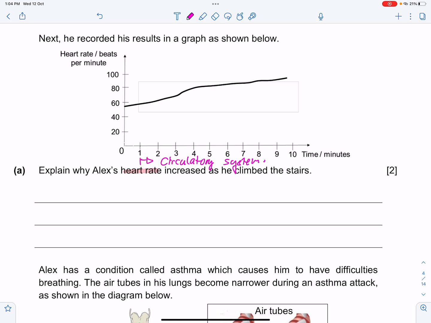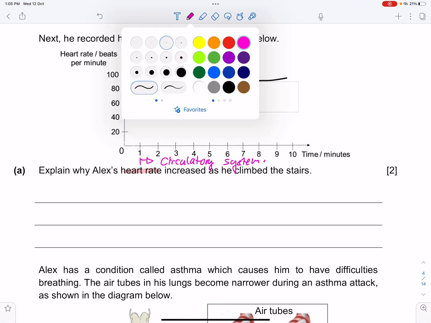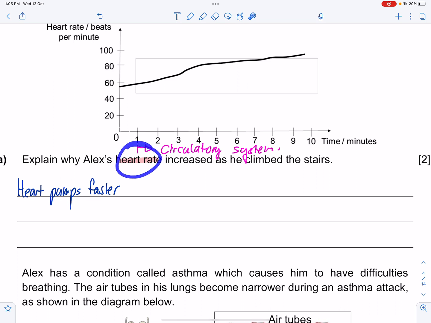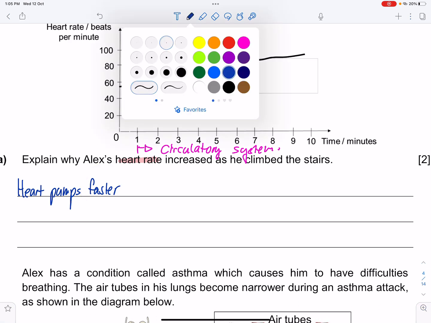So what would the answer look like? Okay, so you first have to say that your heart pumps faster. That is actually the key idea. So you would say that heart pumps faster. Because when your heart pumps faster, it accounts for the increase in heart rate. Because rate means how many beats per minute. So how come your heartbeat rate will increase? Because your heart pumps faster. Next thing, why must the heart pump faster?